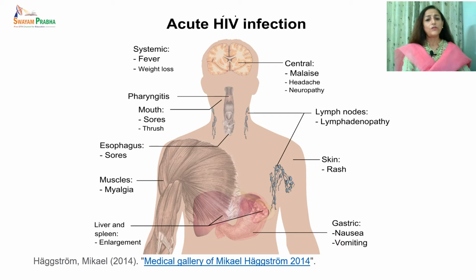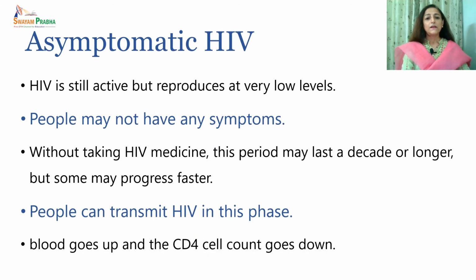This stage is followed by the second stage, known as the asymptomatic stage. Now let us see what this asymptomatic stage is. This stage is also called asymptomatic HIV infection or clinical latency stage. HIV is still active, but it reproduces at a very low level. People may not have any symptoms or will not get sick during this phase. Without taking HIV medicine, this period may last for a decade or longer, but some may progress a little faster also. People can transmit HIV in this phase.